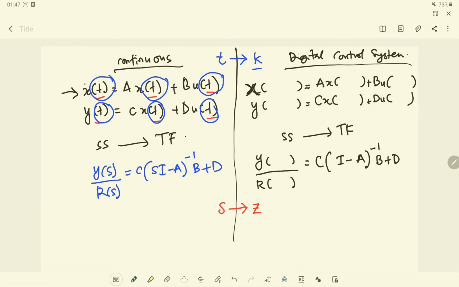Now we go through it one by one. We hold for x, the first variable, and go to the second first. Axt becomes Axk, But becomes Buk, and yt becomes yk.